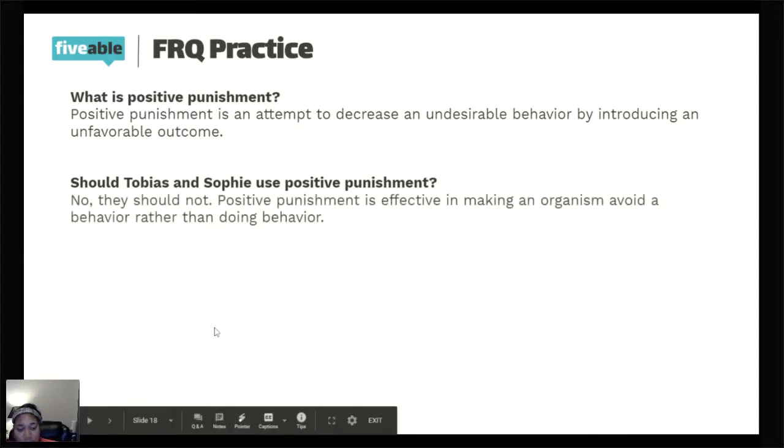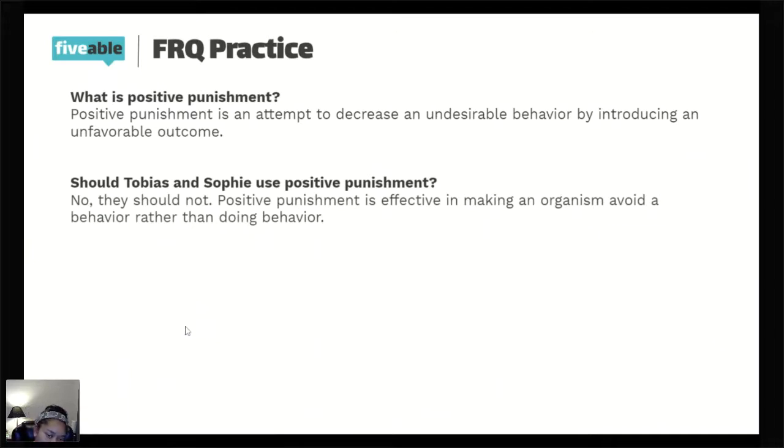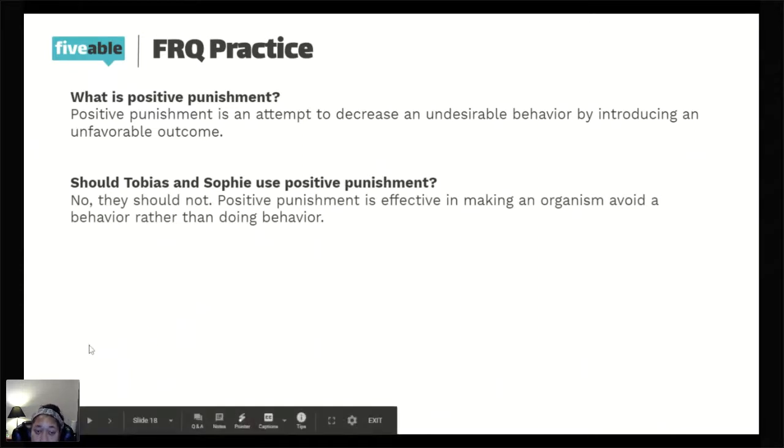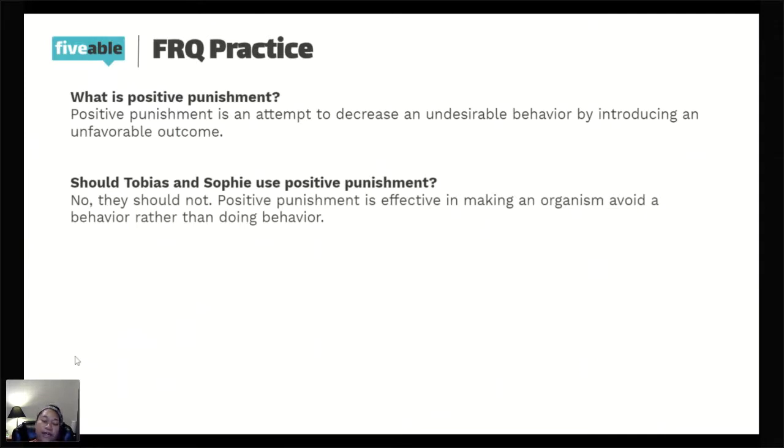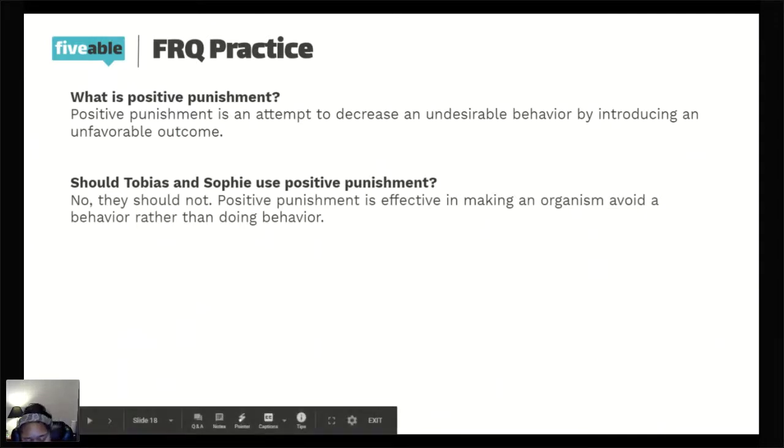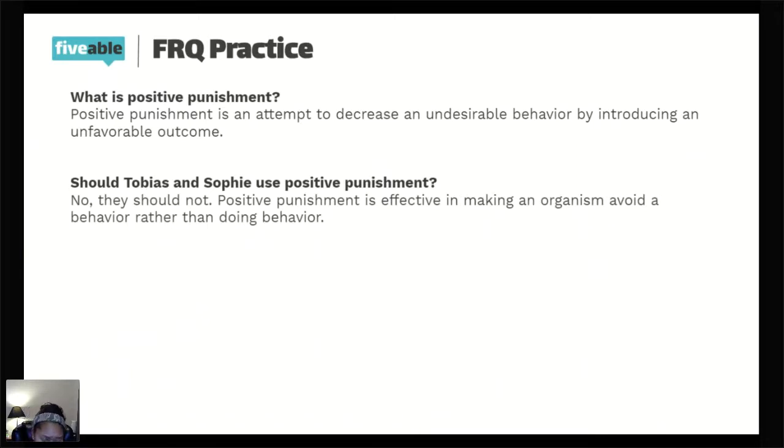Okay, no. They should not use positive punishment. Positive punishment is effective in making an organism avoid a behavior rather than actually doing a behavior. So in this case, Tobias and Sophie are not trying to get their teens to avoid doing their laundry. They're not trying to get their teens to avoid a certain behavior. They want their teens to do a certain behavior. And positive punishment helps to avoid behaviors. So therefore, it's not really beneficial to use positive punishment in this situation because they want their teens to do a behavior.